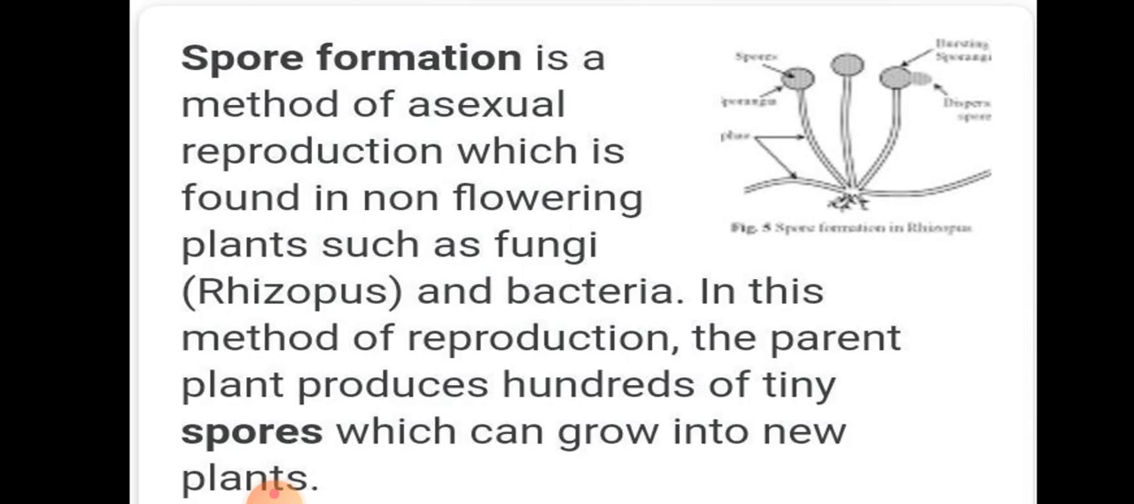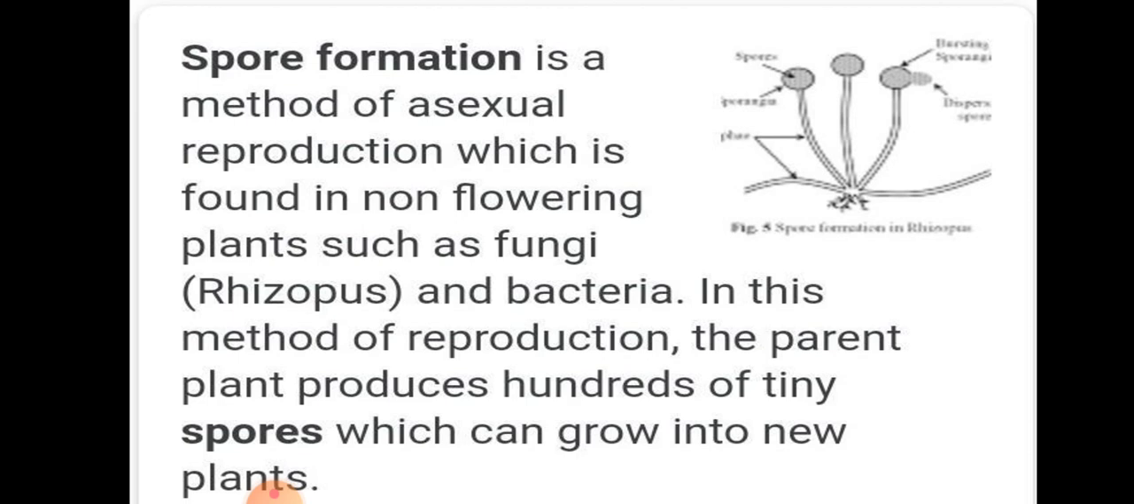Second one, spore formation. Through spore formation, how they get reproduced. This method of asexual reproduction is found in non-flowering plants, such as fungi, for example Rhizopus, as well as bacteria. In the diagram itself you can see the Rhizopus. In this method of reproduction, the parent plant produces hundreds of tiny spores which can grow into new plants.